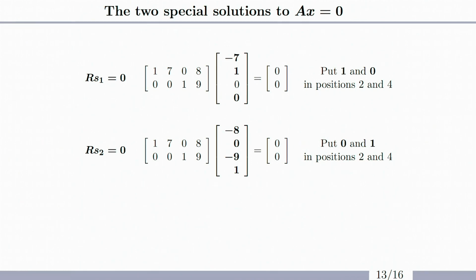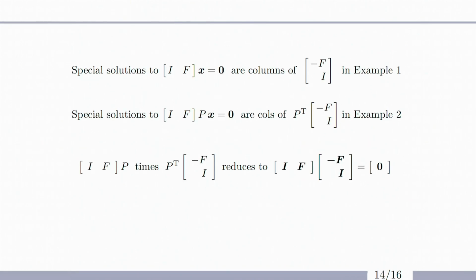So we've got 2 special solutions. And here's the general principle. It's very simple. After you've got this matrix down to identity and F, then the solutions X should have a minus F in them. You remember the minus signs that we saw? So all I'm saying here on the first line is that the matrix I F times minus F I gives the 0 matrix. Of course it does.